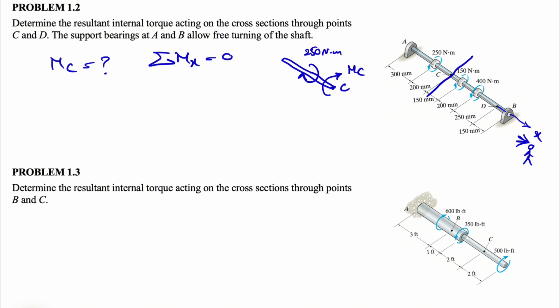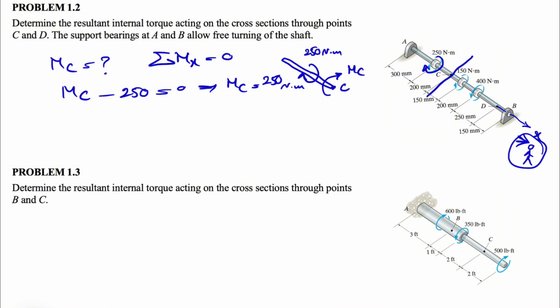We basically have the moment of MC, which is a counterclockwise moment, so we're going to consider it as a positive moment. And this moment, if we look at it from the point of view of this guy, will be a clockwise moment. So MC minus 250 Newton meters equals 0. That shows the moment at point C will be 250 Newton meter.